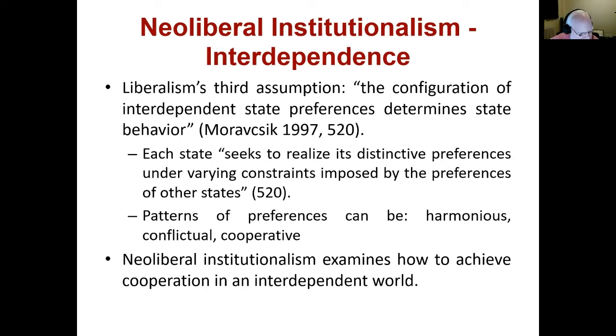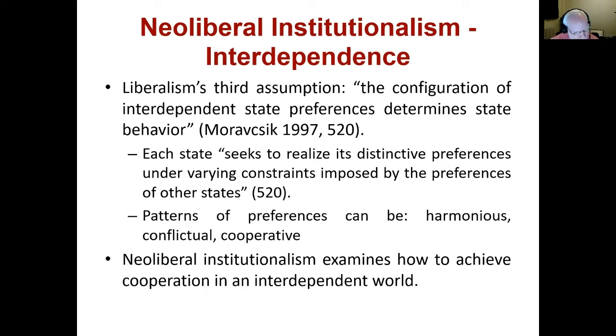So each state seeks to realize its distinctive preferences under varying constraints imposed by the preferences of other states. And patterns of preferences can be harmonious, conflictual, and cooperative. So we're going to be looking at what happens in terms of state behavior when different states have harmonious, conflictual, or cooperative patterns of preferences.